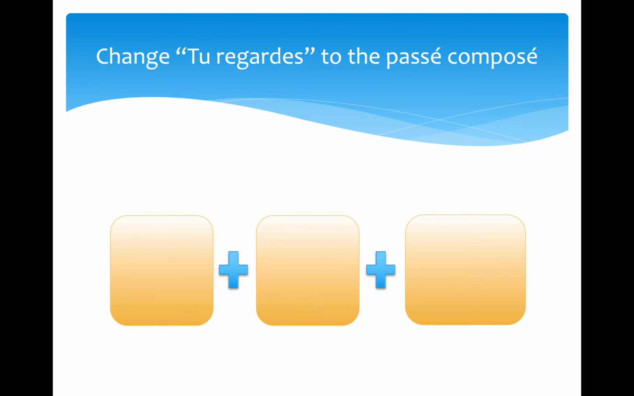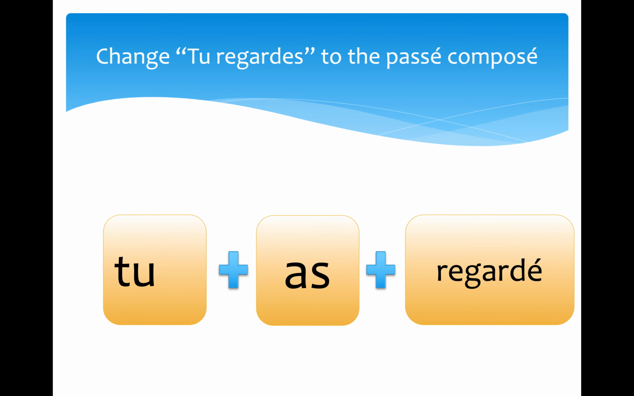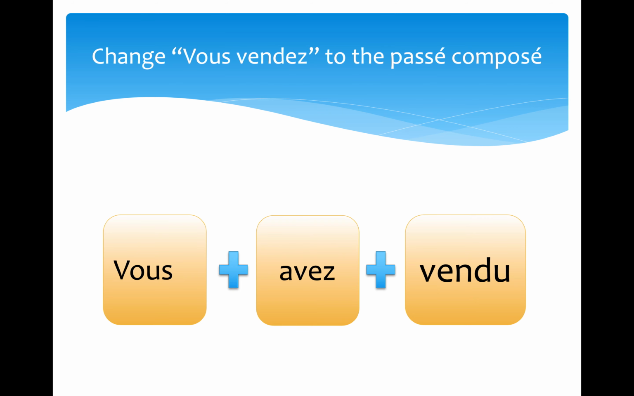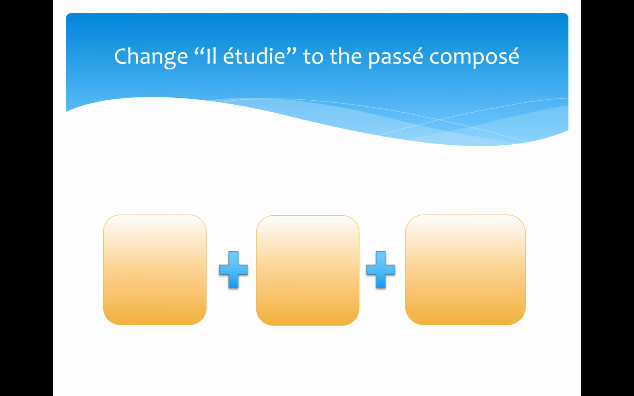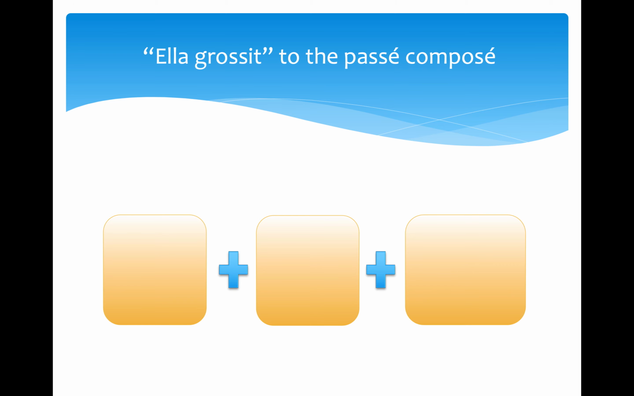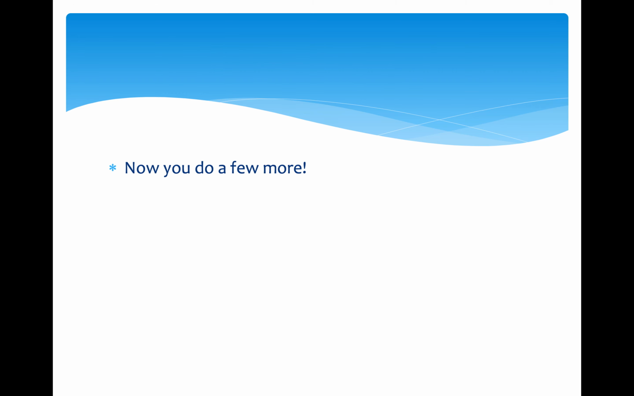If you were going to change tu regardes to the passé composé, you'd have tu as regardé. Elle finit, you would have elle a fini. Vous vendez, you would have vous avez vendu. Il étudie, il a étudié. Luc joue to Luc a joué. Elle grossit to elle a grossi. Simone rend le devoir, Simone a rendu le devoir.